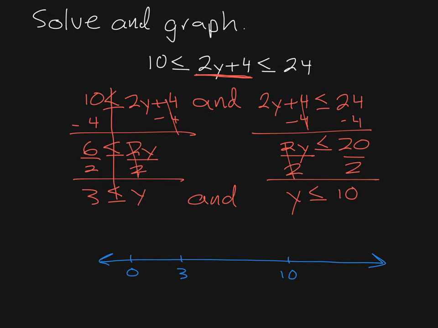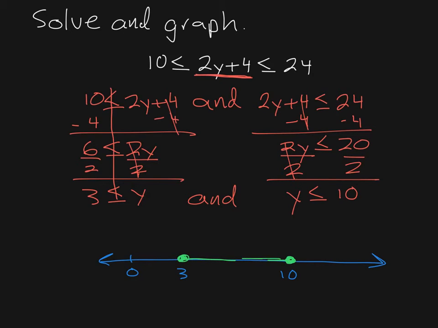Y is greater than or equal to 3, so we can do a closed circle on 3. And we know we're going to be going to the right. And we have y is less than or equal to 10, so we can put a closed circle there. And since it's y is less than or equal to, we know we're going to be going to the left. And we saw this in class.